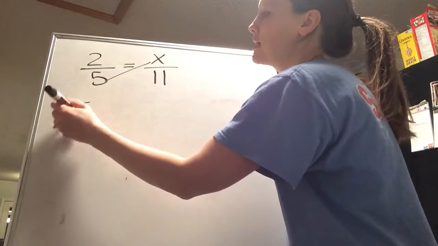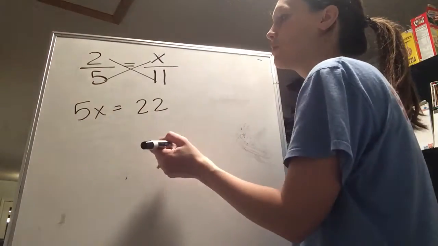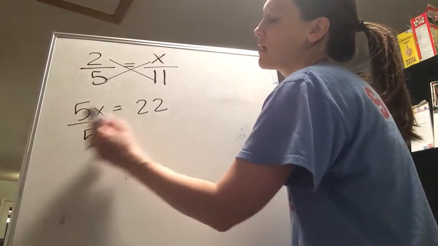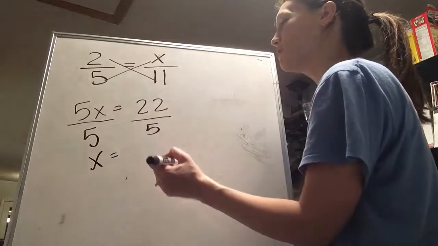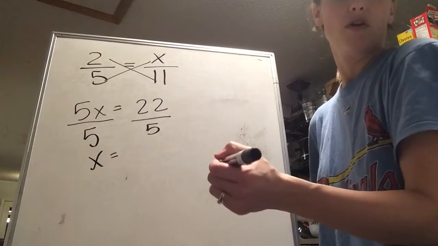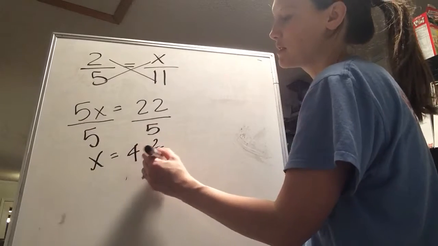So 5 times x is 5x. 2 times 11 is 22. And then you can divide each side by 5 to solve for x. So x is 22 divided by 5, which is 4 and 2/5.